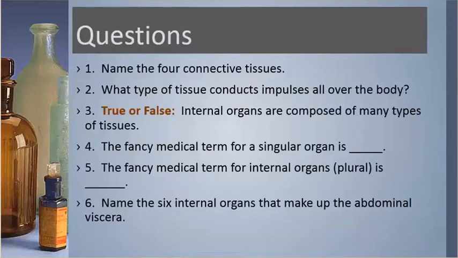Number 4, the fancy medical term for a singular organ is blank. Number 5, the fancy medical term for internal organs, plural, is blank. Number 6, name the 6 internal organs that make up the abdominal viscera.